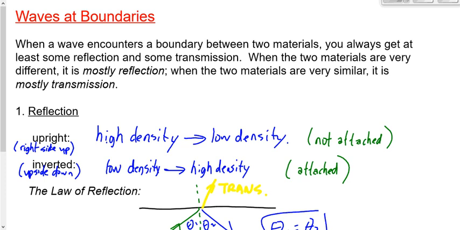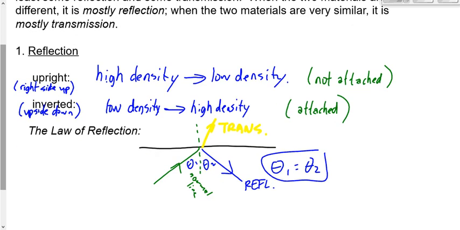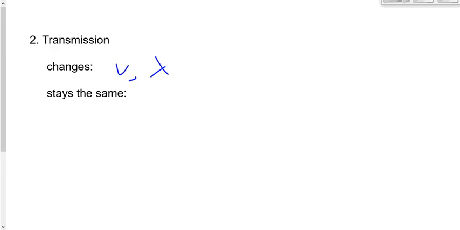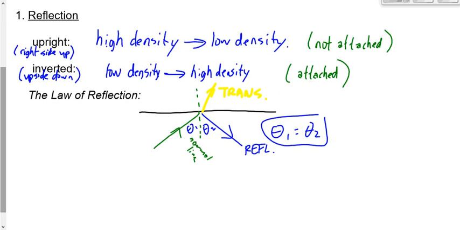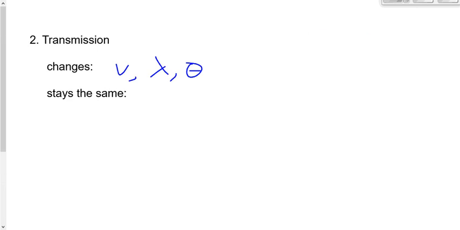Look at this yellow line right here. The green line comes in, and then the part that gets transmitted, the direction changed. We'll say theta changes. But that's only if it goes in at an angle like this. If it goes straight in, then its speed will change, its wavelength will change, but the direction is going to stay the same. So V changes always, lambda changes always, theta sometimes changes.